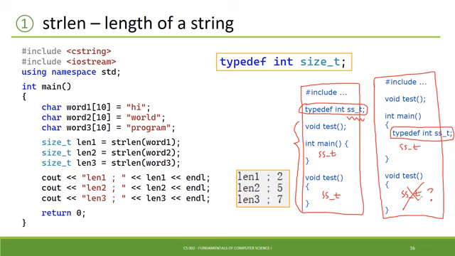Okay. And there are some predefined type redefinitions. Okay, and size_t is one of the type redefinitions used a lot. Okay, so if you see size_t when you study C++ or C, okay, then you can just think this is integer. Okay, any question?